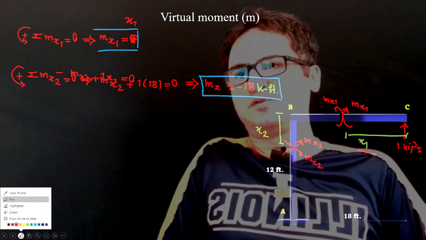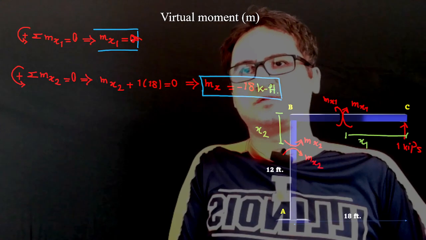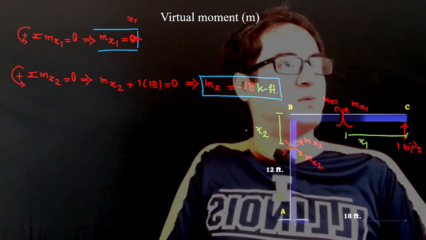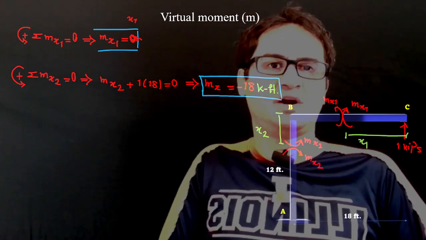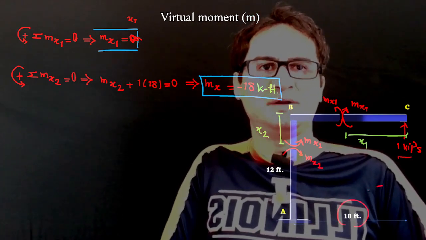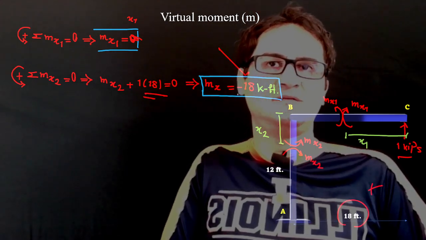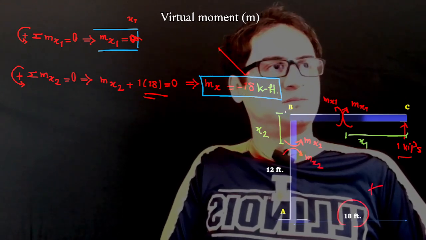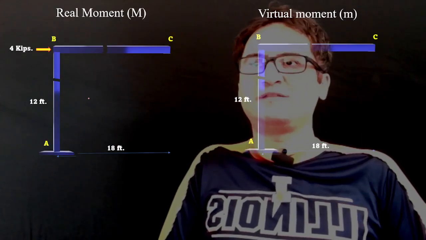And for mx2, this one is x1, and summation of moment about x2 gives us mx2 plus 1 times distance, force times arm, gives us the moment. So mx2 is negative 18 kilopound feet.